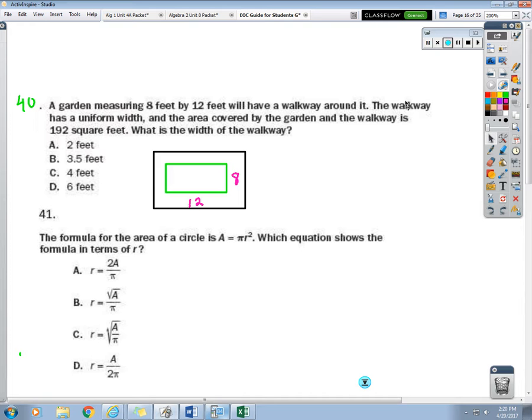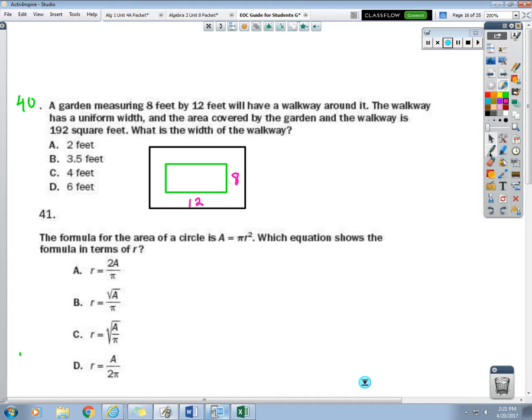Well, first thing they say is it's uniform width, which doesn't that mean the width over here has to match up with the width over here? So I need to make this one a little wider to match it up over there. And then wouldn't it mean the width here and here have to match up as well? Okay, the width is the same all the way around. However wide it is there, it's the same width there, the same width there, and the same width there.